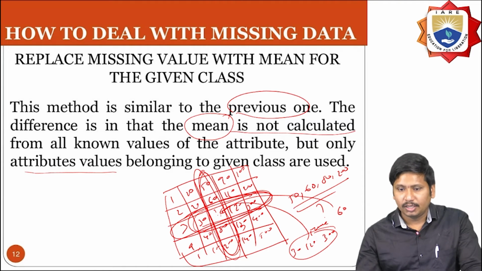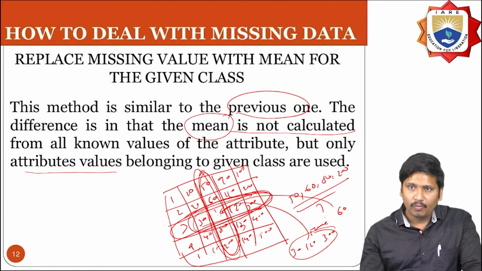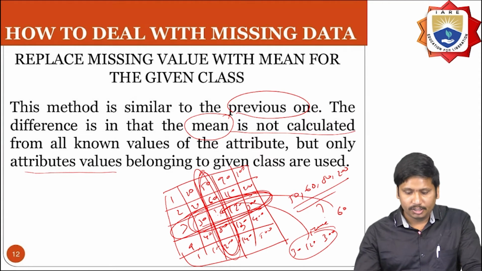So in the previous method, I just calculate the mean value of the column and replace the missing value. Here in this method, what I am going to do is replace the value with one belonging to the class of that value.